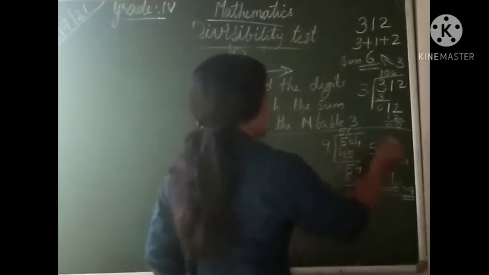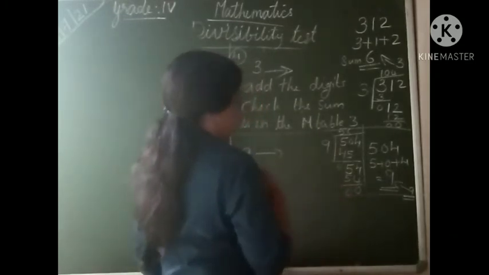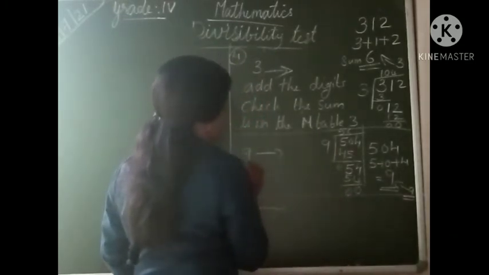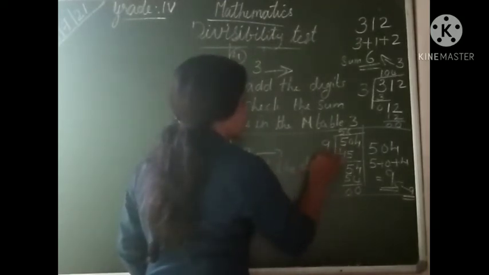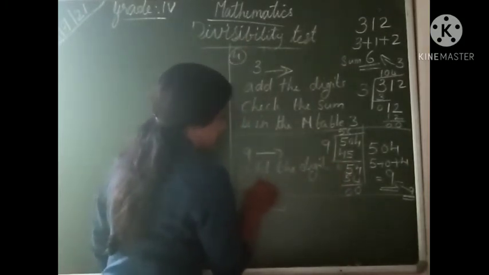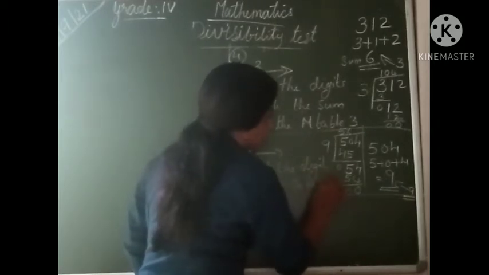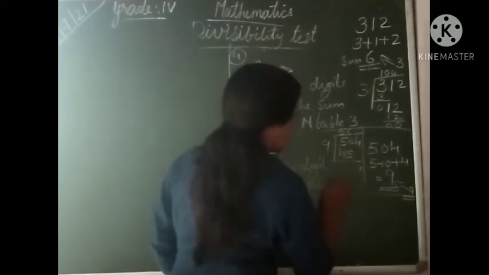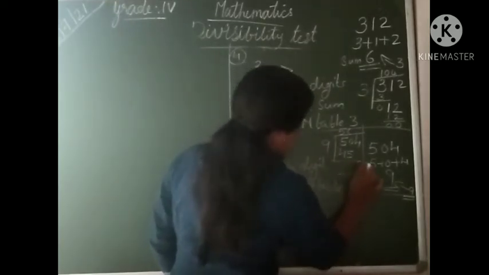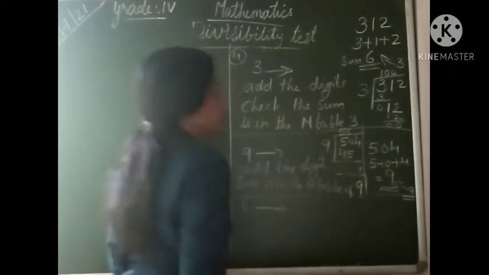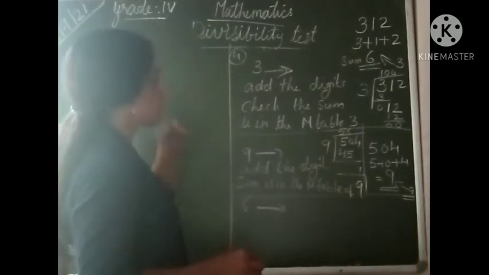So without dividing, just by seeing a number we can say that number is divisible by 9. How? Add the digits, same as 3. Then what is the difference? Yes, the sum is in the table of 9. The sum is in the multiplication table of 9. Understood? If that number comes in the multiplication table of 9, then we can say that number is divisible by 9.